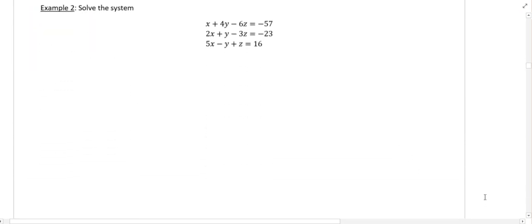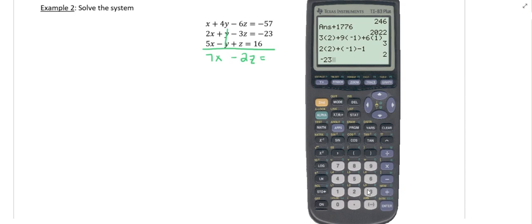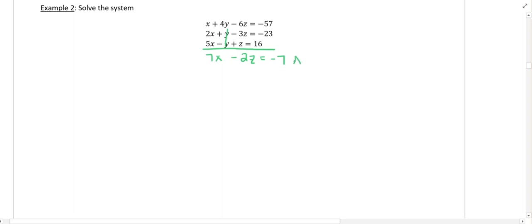All right, so let's do another example here. So let's pick a variable to eliminate first. Right off the bat, when I'm looking at this, it looks like the y's are going to eliminate first from equations 2 and 3. So let's go ahead and do that. We just add these together real quick. Right from here, we're going to have 2x plus 5x will give us a 7x. These will eliminate. Negative 3 plus 1 will give me a negative 2z. And negative 23 plus 16, I believe, is negative 7. Okay, so that's going to be equation A.